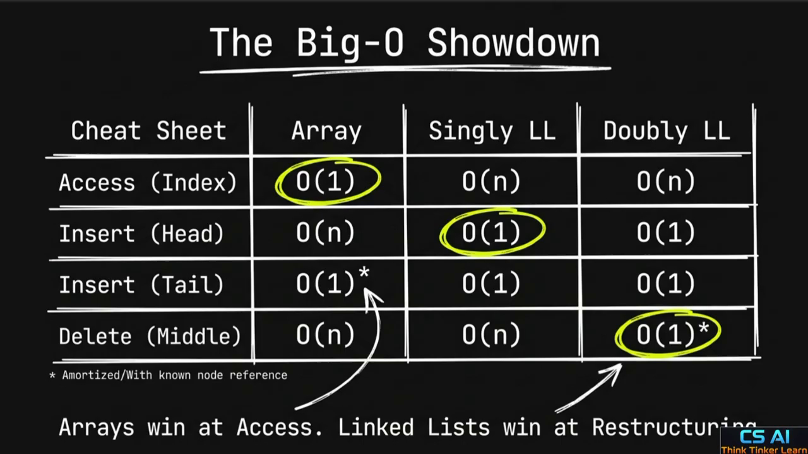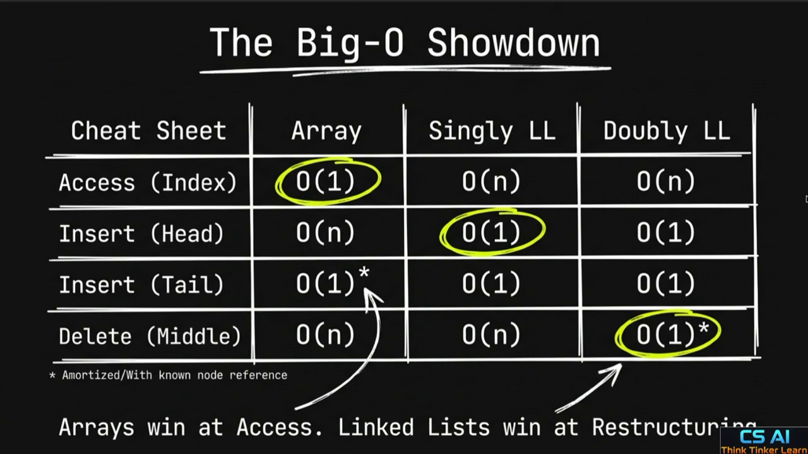Now for the big O showdown. A cheat sheet comparing array, singly linked list, and doubly linked list performance. For accessing any particular index, arrays are the clear winner at O(1). Linked lists, both singly and doubly, are O(n). Insert head is O(n) for arrays due to shifting, but O(1) for both types of linked list. Insert tail can be O(1) for arrays, which is the amortized value, and O(1) for linked lists if a tail pointer is used.